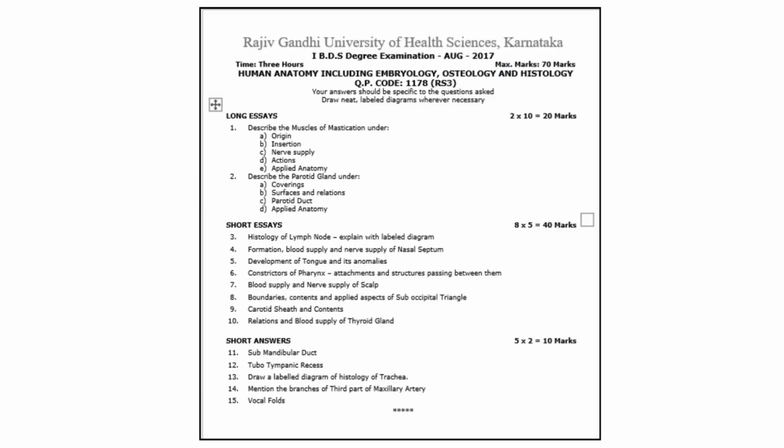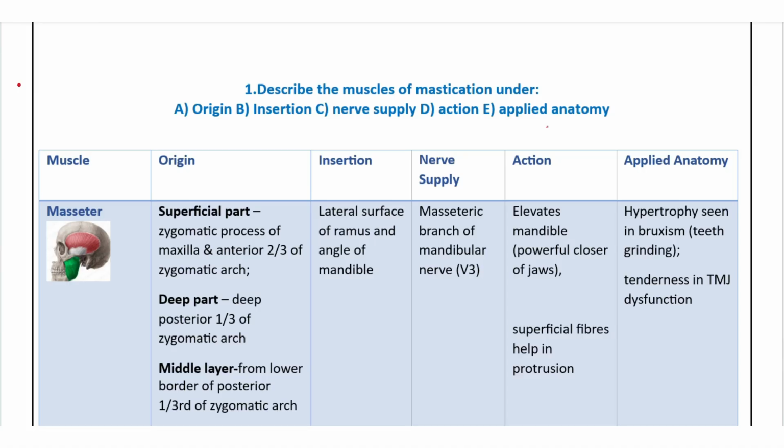So let's begin. Let's move on to the first question, that is, describe the muscles of mastication under origin, insertion, nerve supply, actions, and applied anatomy. They've given us 5 subheadings, it's a 10 marker. So each subheading will carry 2 marks.